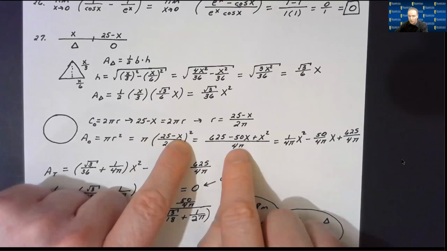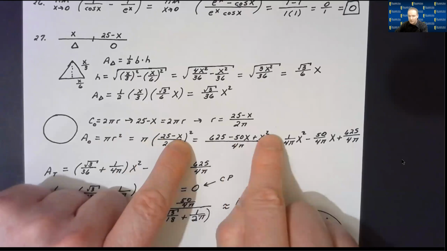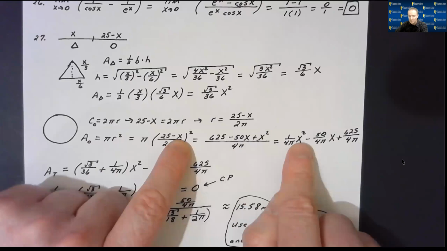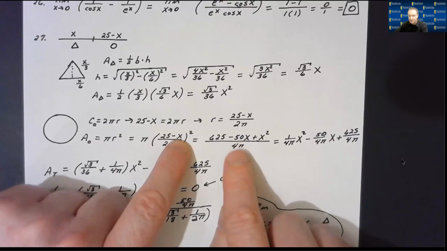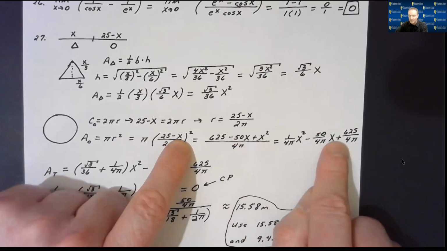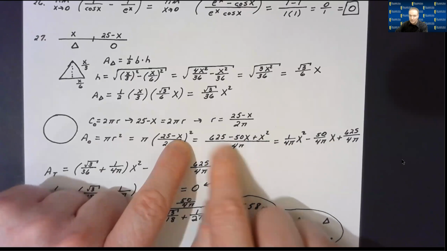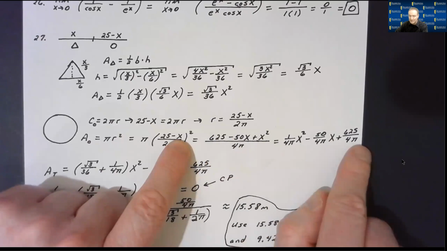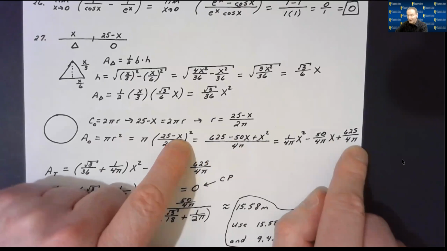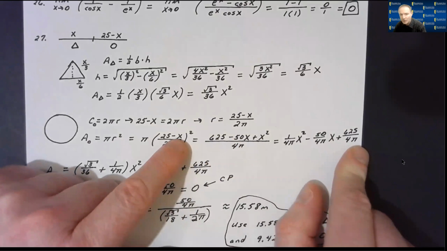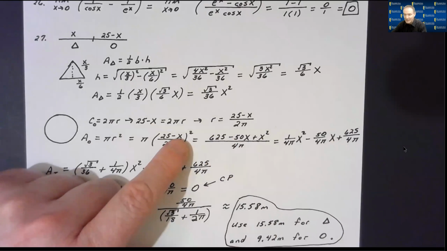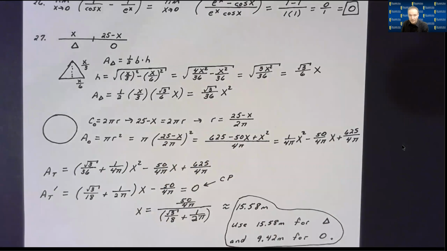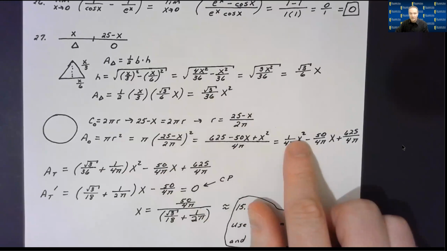I distributed that 4 pi into each one of these terms. The first term, you're going to have 1 over 4 pi times x squared. Second term, you're going to have minus 50 over 4 pi times x. And then, of course, your constant's going to be plus 625 over 4 pi. Put it in descending quadratic form. Now, that's nice because then I can say, okay, we need to minimize the total area from these two objects. Got the area of each object. I just add the two objects together. So I take this formula plus this formula.